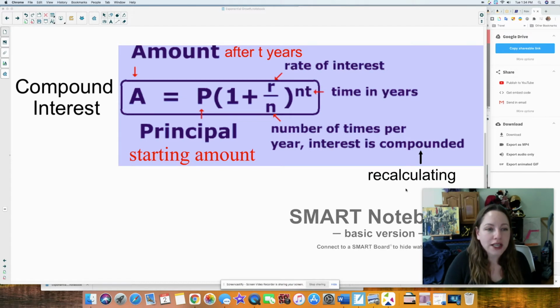So the formula is the same. P just means initial amount, the principal amount. Okay, R is your rate, that's a percent that you convert to a decimal. T is the time in years, that's the X. But the difference is this N, which is how many times in a year the interest gets recalculated. So if it's compounded monthly, then they recalculate it 12 times in a year, okay? This is gonna come into play later on, so this is very important. Pause it and write this down.